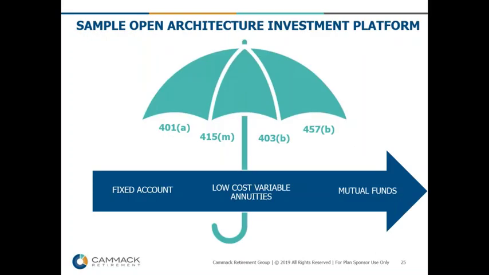So here's my umbrella again. This is what we've been talking to you guys about, an open architecture investment platform. You see the big umbrella that's got all the little retirement plans under it. And then underneath that, you see the type of investments that we're talking about offering in your plans. We'll have a fixed account, but which does not have the big annuity umbrella over it. We'll have low-cost variable annuities where applicable, and then mutual funds. So what we're trying to do is to get rid of the high-cost variable annuities that are in these plans.